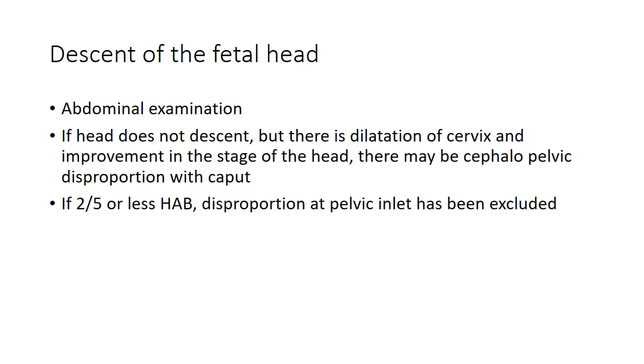It's very important to look at descent of the fetal head. That's why every vaginal examination should be preceded by an abdominal examination. And if the head does not descend, but there is dilatation of the cervix and an improvement in the station of the head, this may be molding of the head due to cephalopelvic disproportion with lots of caput. So the moment the head is less than 2/5, you have more or less excluded disproportion at the pelvic inlet, because the largest part of the head has now moved into the pelvis.